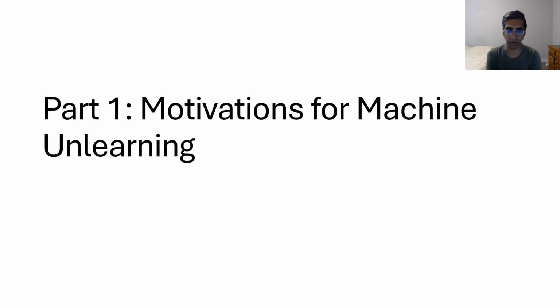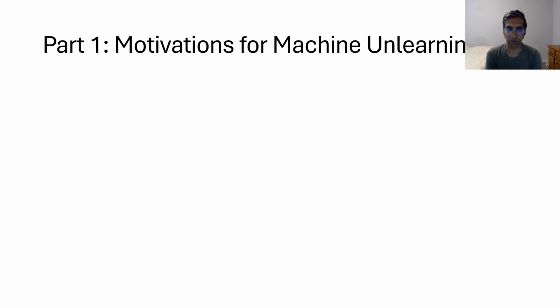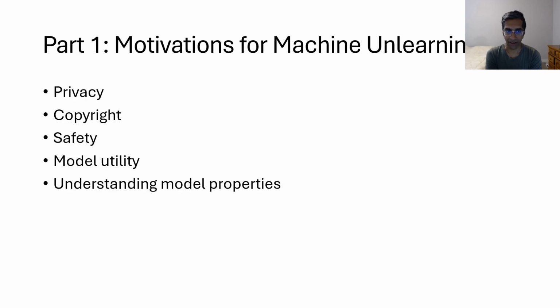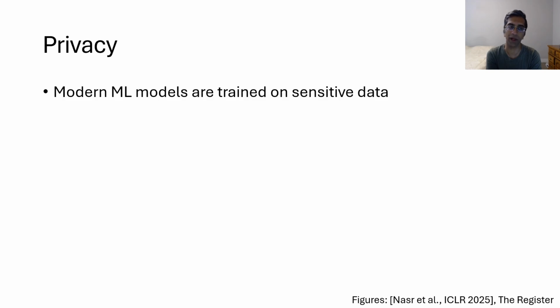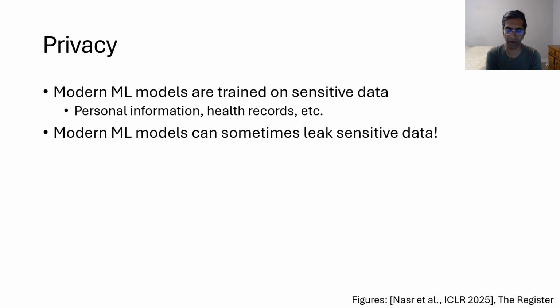So let's start with motivations for machine unlearning. There's several motivations, and we'll cover all of these in today's presentation. In particular, we're going to start with what's probably the most common one, which is privacy. At this point, it's well established that modern ML models are trained on sensitive data, which can include things like personal info, health records, and so on. It's also pretty well established that modern ML models can leak sensitive data.